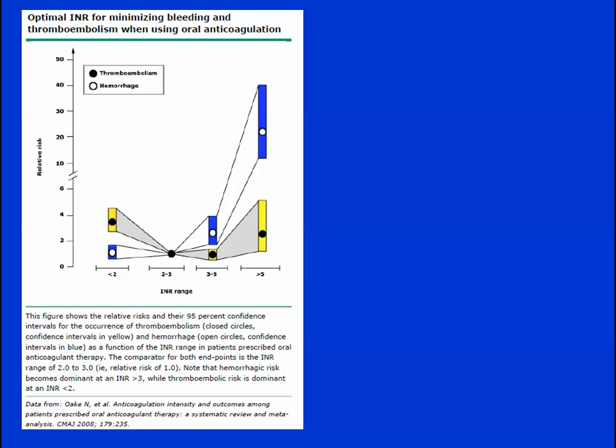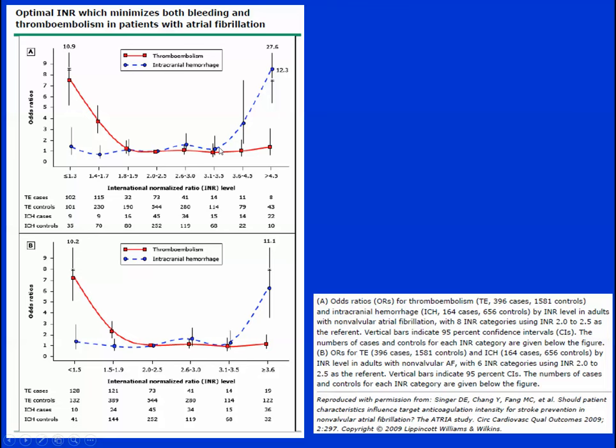These two graphs nicely show the problem, the red line showing thromboembolism, and of course this is high when they're not having adequate anticoagulation, and seems to reach a minimum with an INR of somewhere around 2. Conversely, the risk of bleeding, in this case intracerebral hemorrhage, is relatively low until the INR starts to exceed 3.